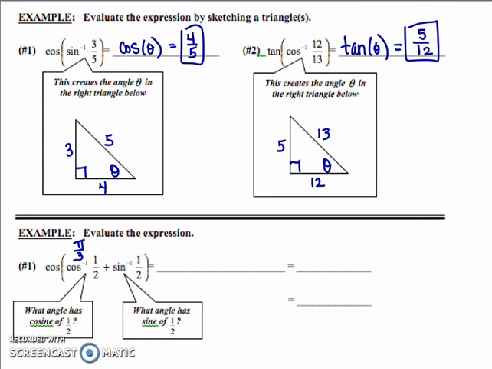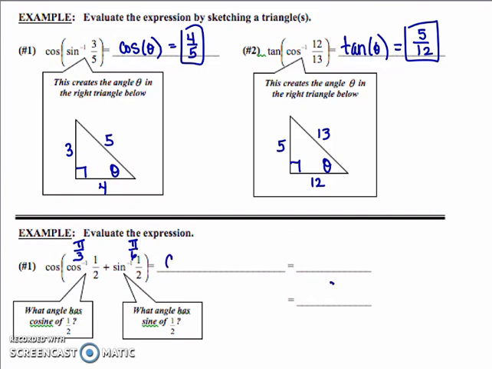at pi over 3. All right, then the second part of it is going to be, what angle has a sine value of 1/2? And again, inverse sine lives in quadrants 1 and 4. So our answer has to be between positive pi over 2 and negative pi over 2. Where is the y value positive 1/2? That occurs at pi over 6.